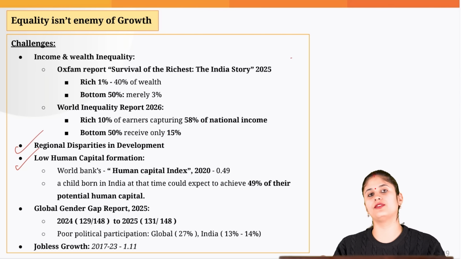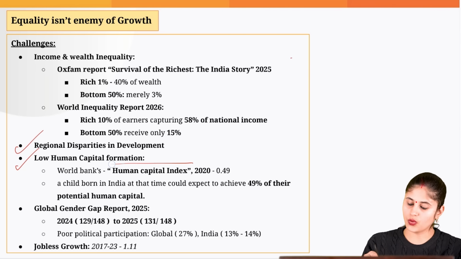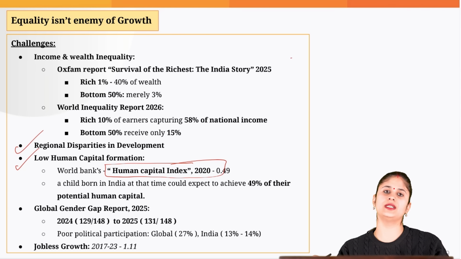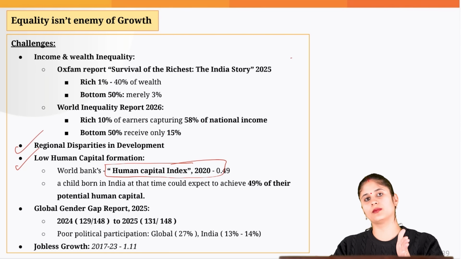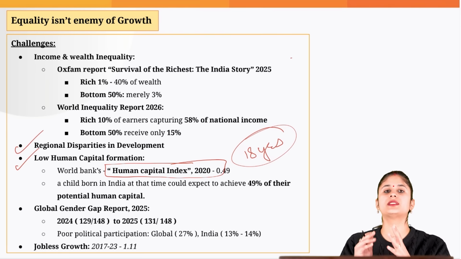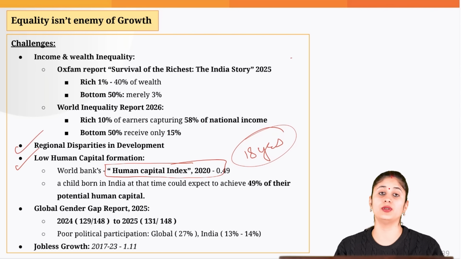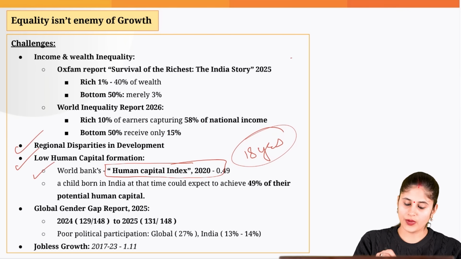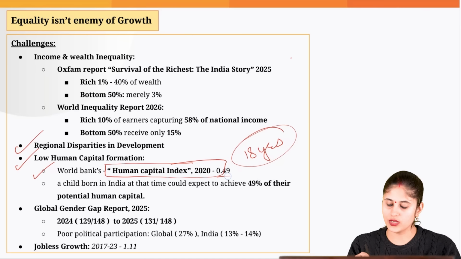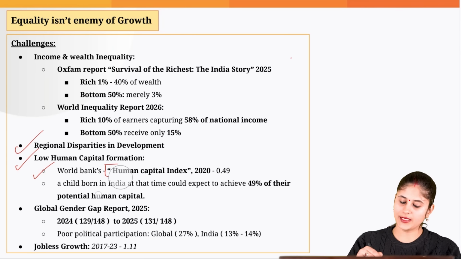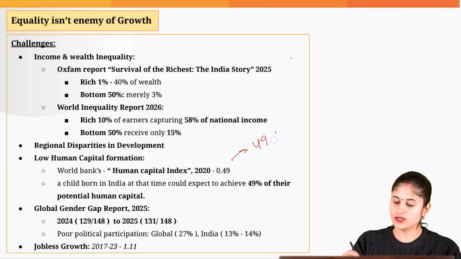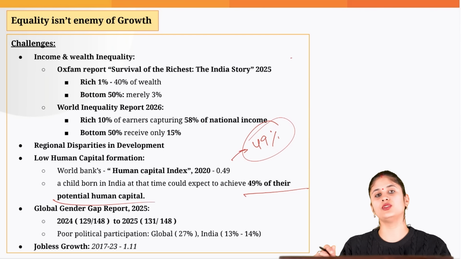Then there is low human capital formation. In this respect, you can quote the World Bank Human Capital Index. What this Human Capital Index tells me is, if a child is born today, by the time that child attains the age of 18 years, what percentage of his or her potential will that child be able to realize? In the World Bank Human Capital Index released in 2020, India's score was 0.49. That means by the time a child attains the age of 18 years, that child would be able to realize only 59% of his or her human potential.